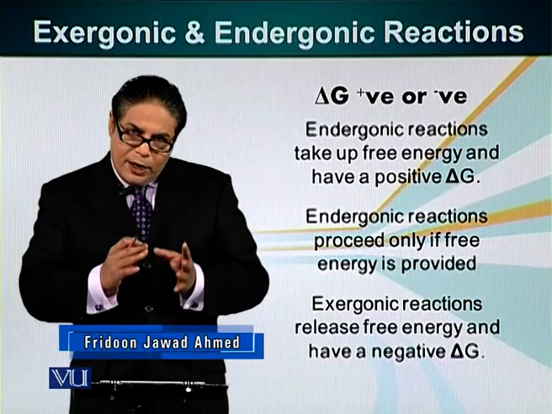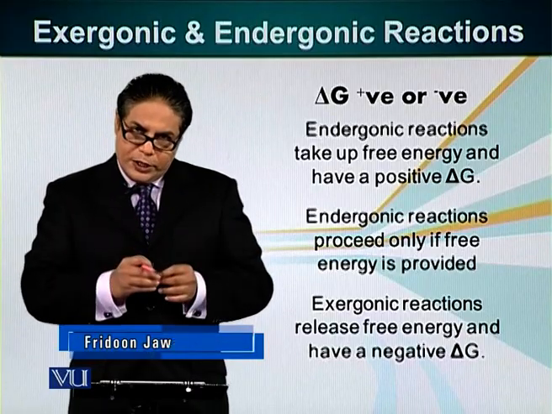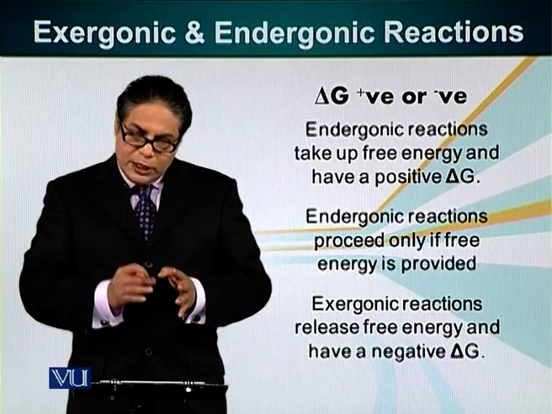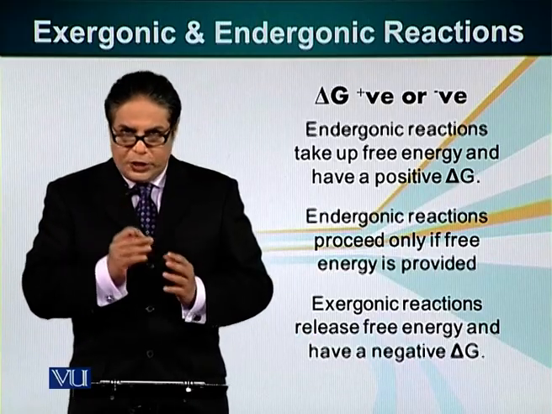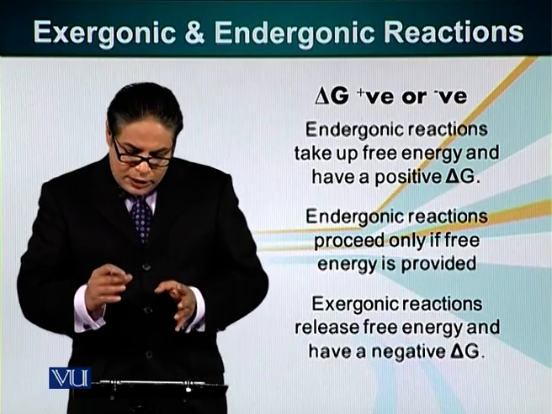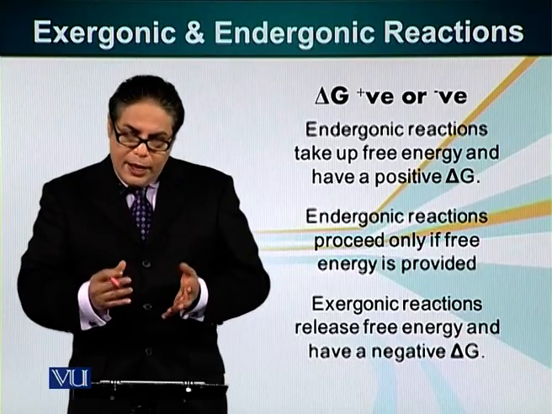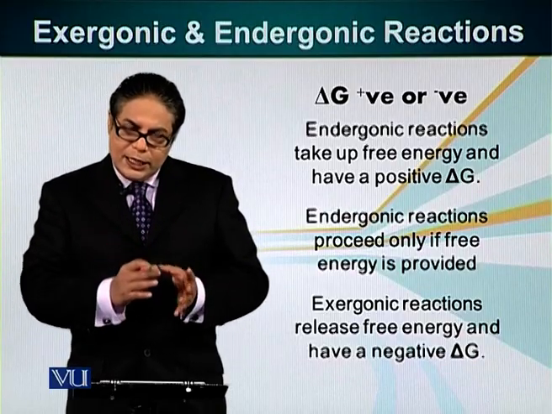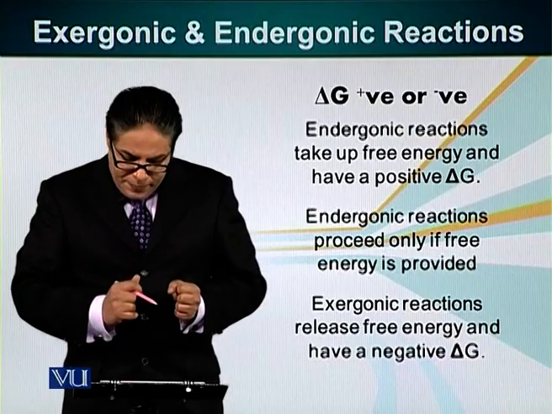In the case where energy has to be provided to the system, or endergonic reactions, the value of delta G is a positive number. The reactions which are exergonic release energy. In this case, the delta G is a negative number.